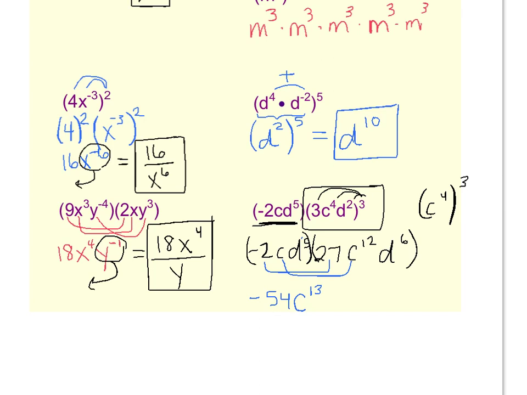And then your d to the 5th times d to the 6th, multiplying the same base, add your exponents. So 5 plus 6 is 11. And that one is simplified.